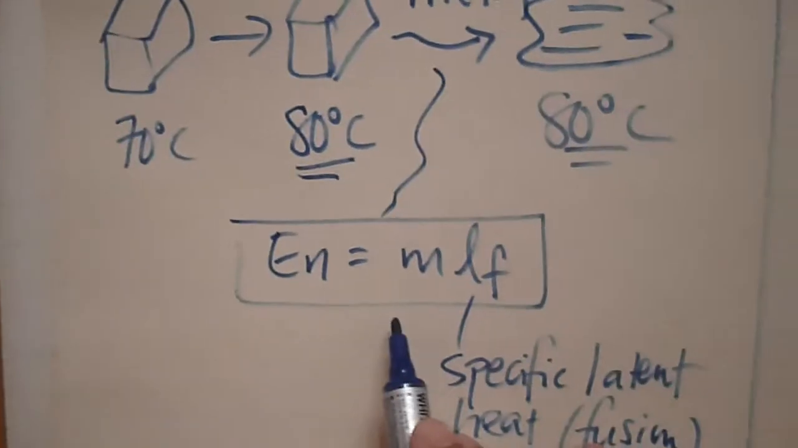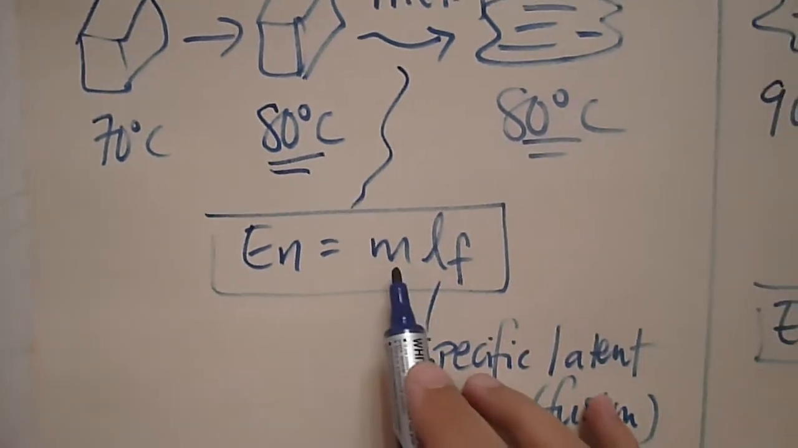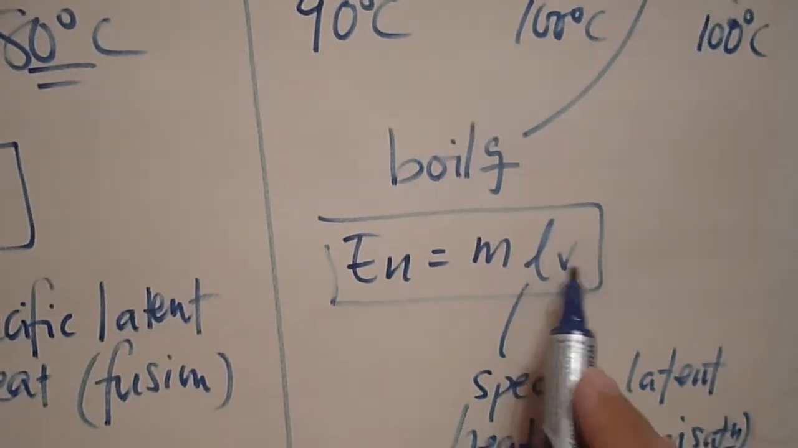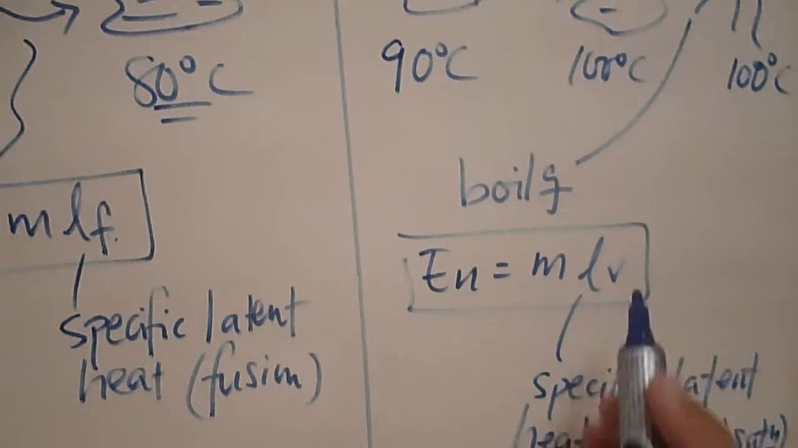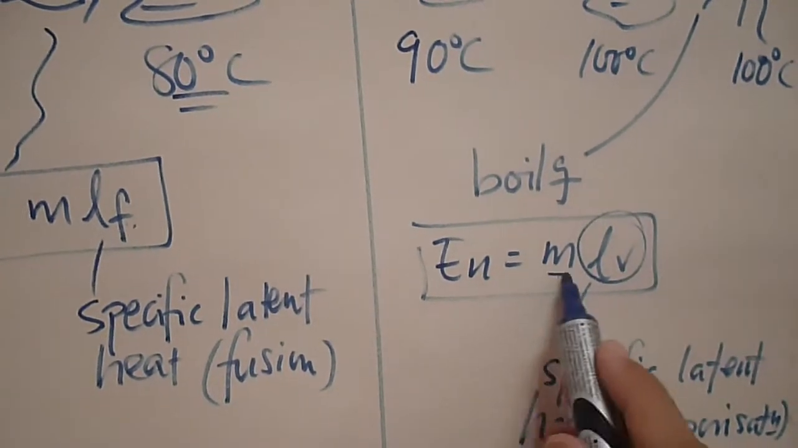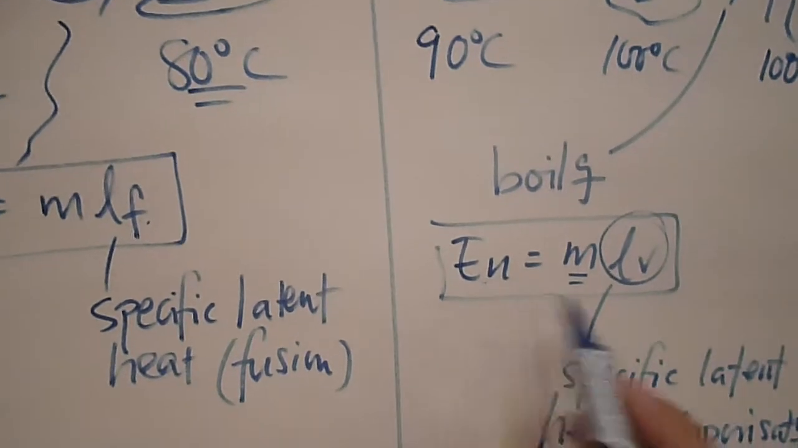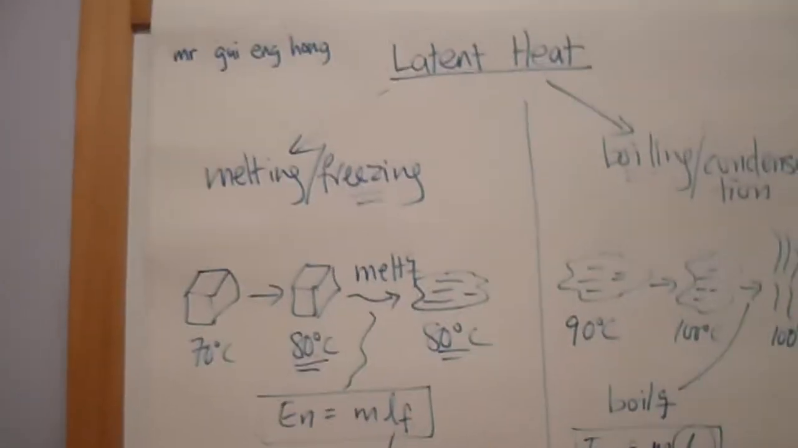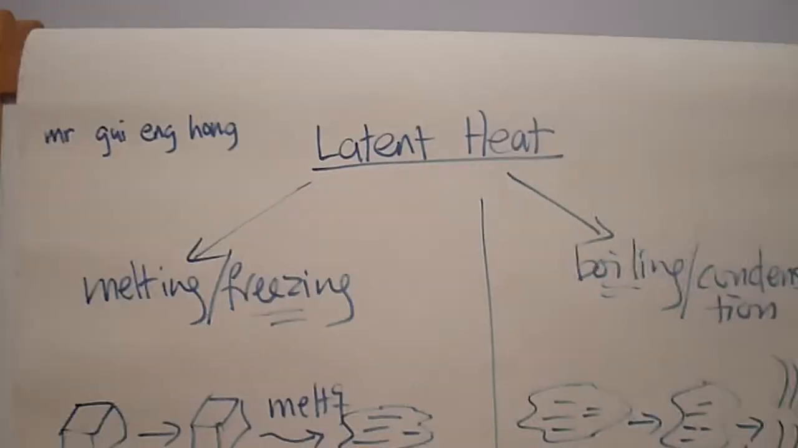So these are the two formulas: for melting, mass times specific latent heat of fusion; for boiling, mass times specific latent heat of vaporization. These numbers will be given during the exam, and you calculate the energy, and usually you end up in joules. Okay, hope you understand. Let's have an overview again.